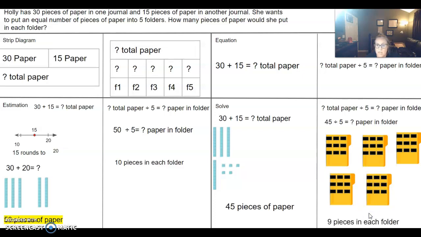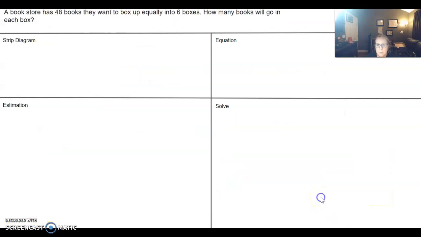So let's double check it with our estimation. We said that our answer was 9 pieces and our estimate was 10 pieces. Those two numbers are pretty close together, so I know my answer is reasonable. Let's look at our next problem.